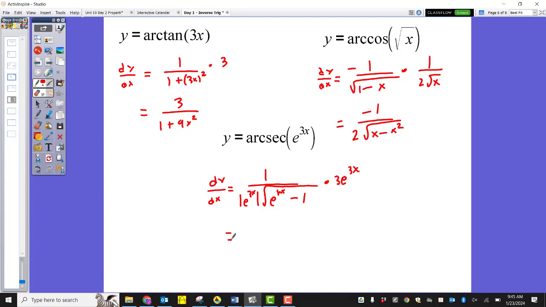Now here's the thing, the reason this can be simplified more, this doesn't need the absolute value around it. Our e to the 3x is always going to be positive. So that means there's no absolute value actually there. The e to the 3x's can cancel, so this simplifies down to 3 over square root e to the 6x minus 1.